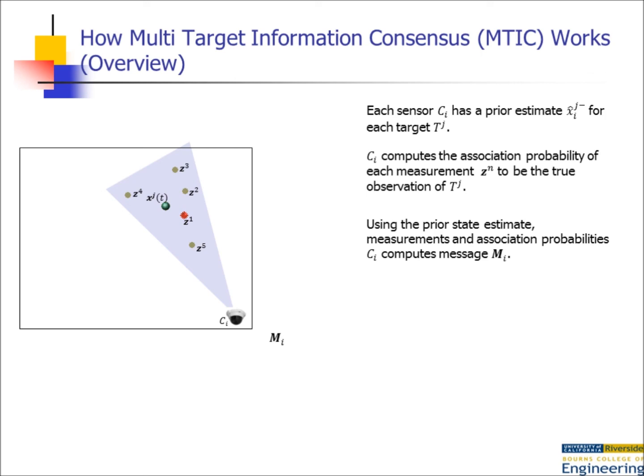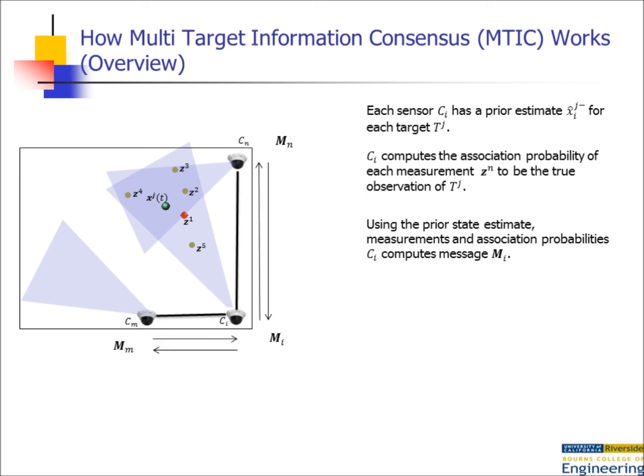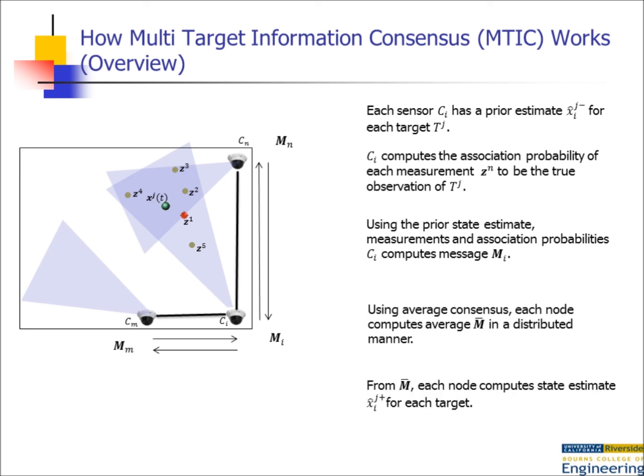There are other sensors connected to Ci, which may or may not observe the same set of targets. They all have their own copies of M, which they share with their immediate network neighbors. Iteratively doing so, using average consensus algorithm, they can compute the average M in a distributed manner. From M average, each node can update the state estimate for each target.